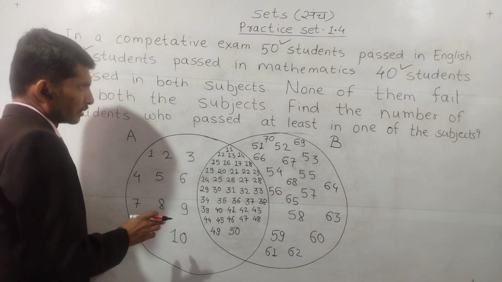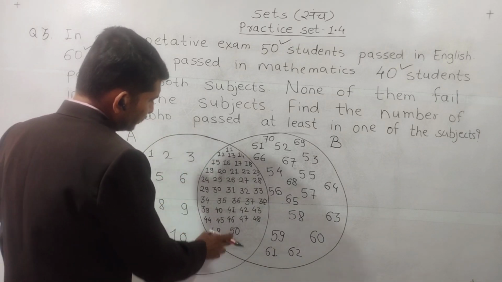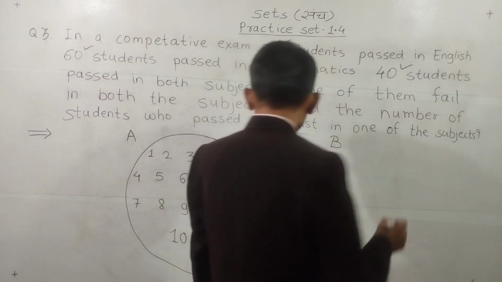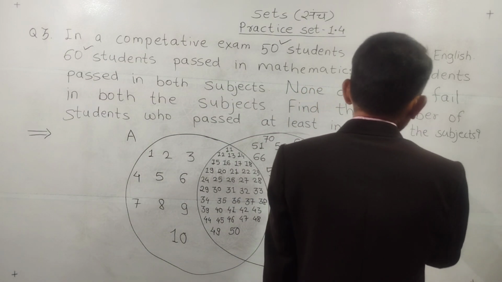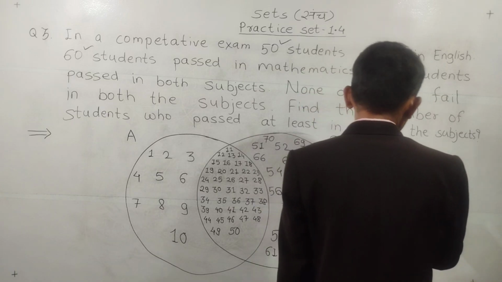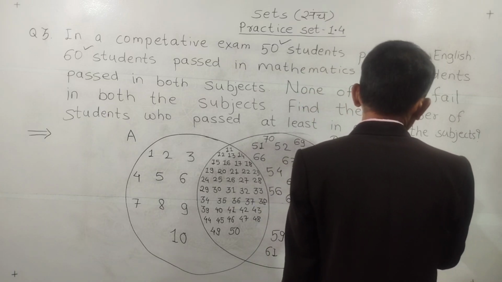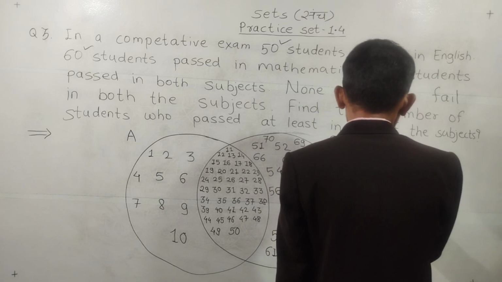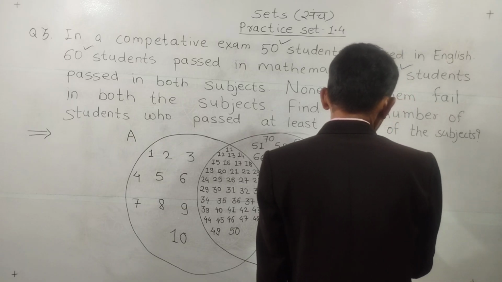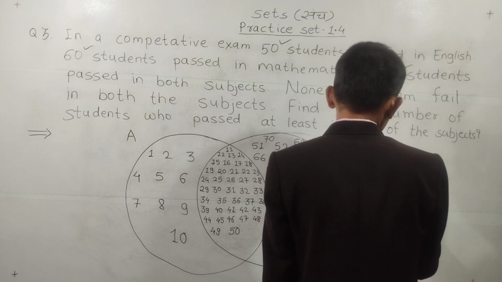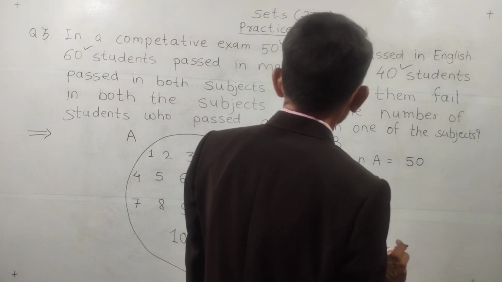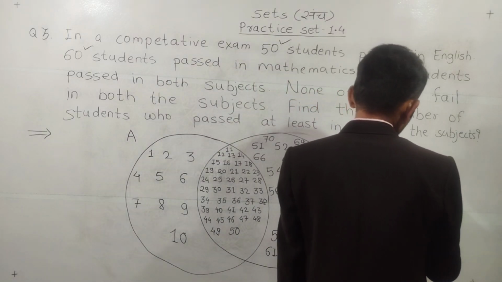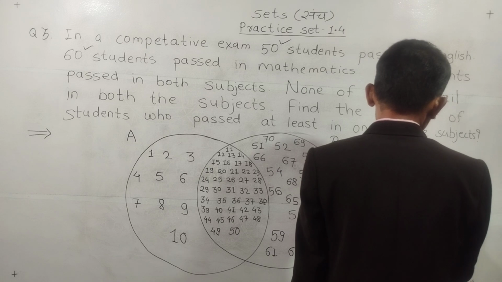This type of students are 50 students. Okay, so set A contains total 50 students. Okay, set B contains total, oh sorry, 60 students.